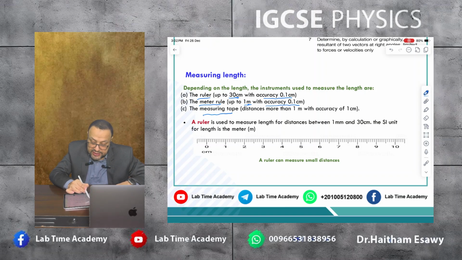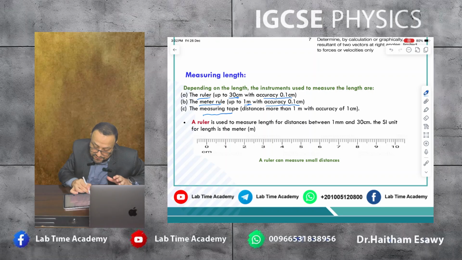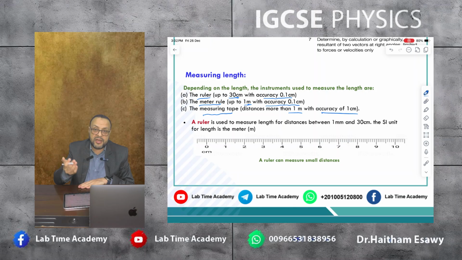Okay, the distance is more than 1 meter. If I want to measure a large distance, I cannot use the ruler and I cannot use the meter rule. I have to use a measuring tape. If the distance is more than 1 meter, its accuracy will be greater than the ruler and meter rule, it will be 1 centimeter. So this is the ruler as you see in front of you.